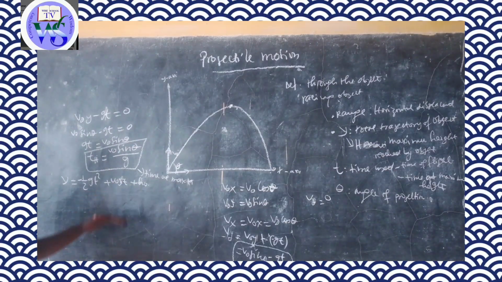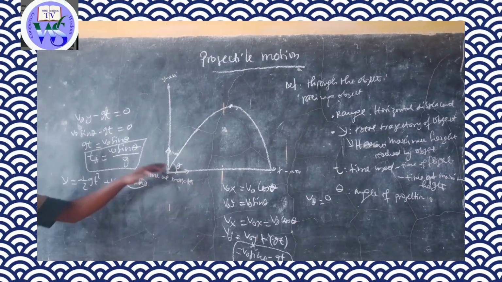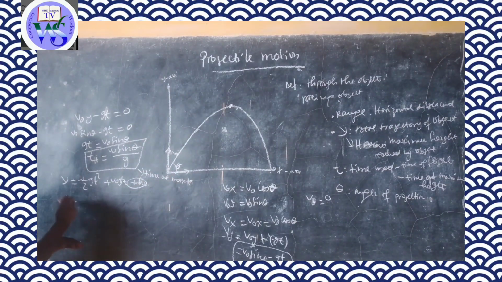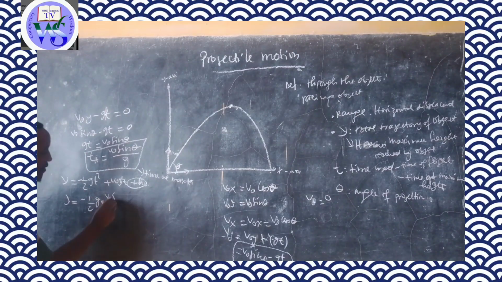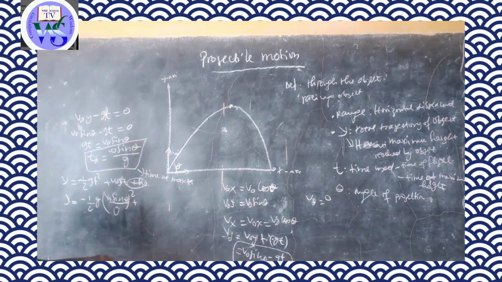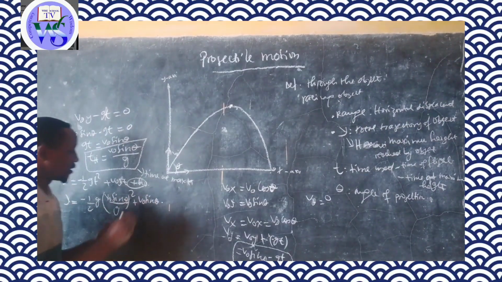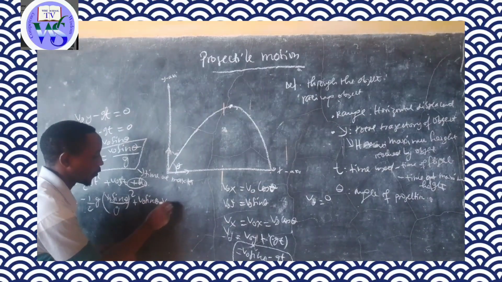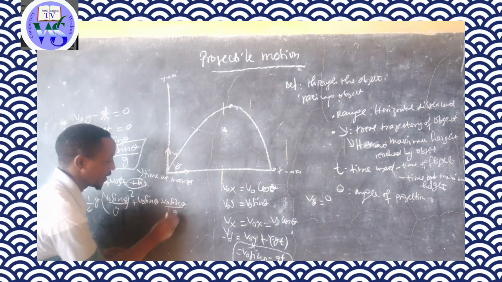For the initial height, y is equal to minus 1/2 g t squared, where t is the time to h max, which is v0 sine of theta over g, plus v0y t. Remember that v0y is equal to v0 sine of theta, and t is also v0 sine of theta over g.